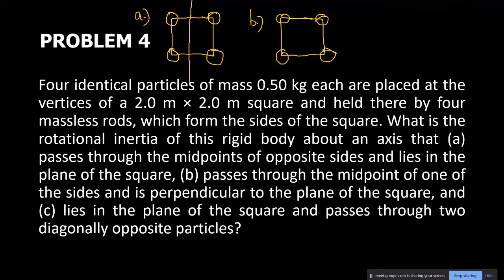For letter B, the axis passes through the midpoint of one of the sides and is perpendicular to the plane. So, when it is perpendicular to the plane, we will use 3D here, because it says perpendicular, vertical. I mean, it passes through the midpoint of one side, and it is perpendicular. So, for example, it goes like this. When we say perpendicular to the plane, it is like this.